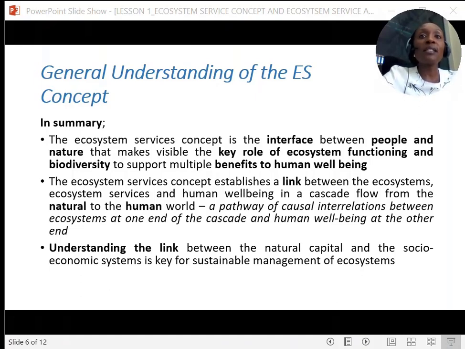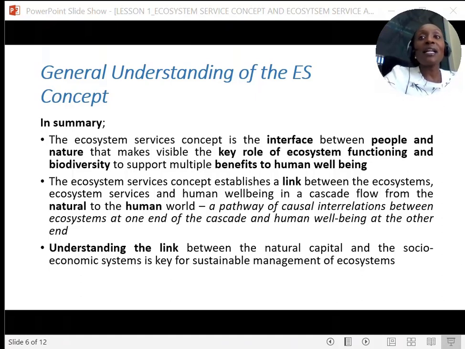This is because it makes visible the key role of ecosystem functioning and biodiversity in supporting multiple benefits to us as humans. So basically, it establishes a link between the ecosystems, the ecosystem services they provide, and the human well-being they contribute to, in a sort of cascade flow from the natural to the human world. So this cascade flow, which is very fundamental in the ecosystem services concept, generally describes a pathway of interrelations between ecosystems at one end and human well-being at the other end.